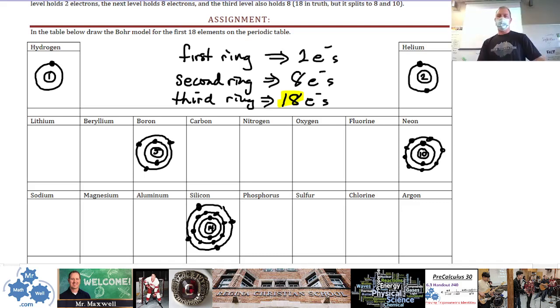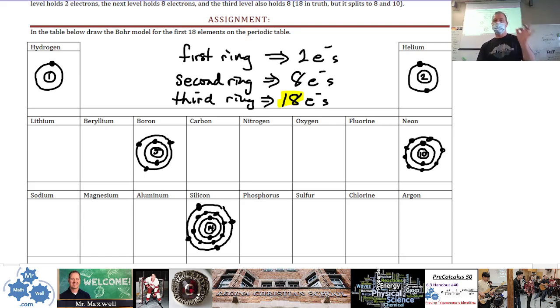Remember this Bohr assignment, here's some of these I did for you. You're putting the protons in the middle, and the electrons are on the outside. The first ring can only hold 2 electrons. The second ring can hold 8. So for this neon one right here, you see this? It has a full first ring and a full second ring.